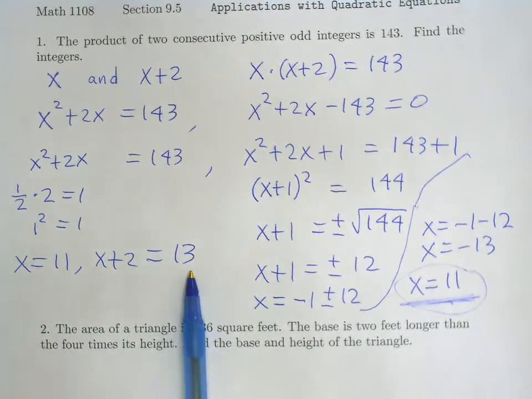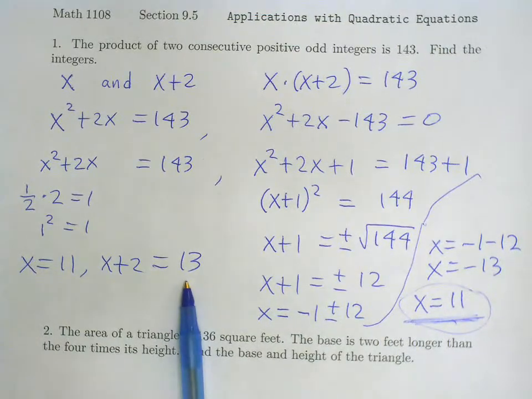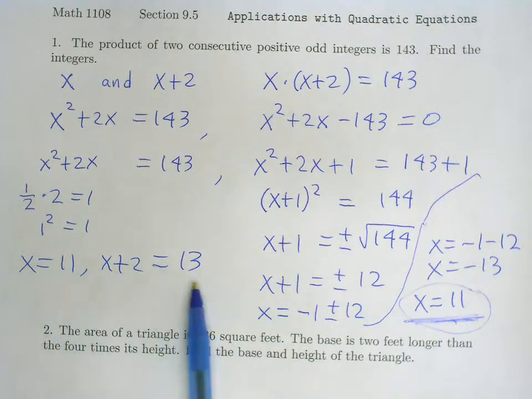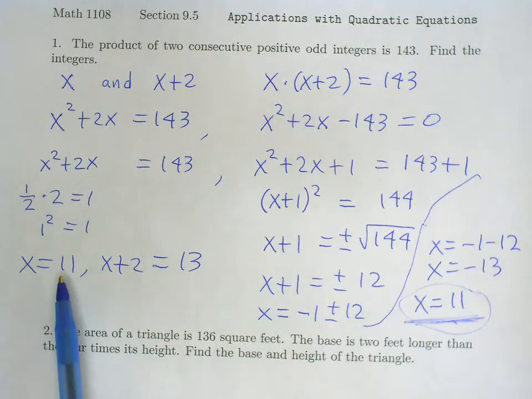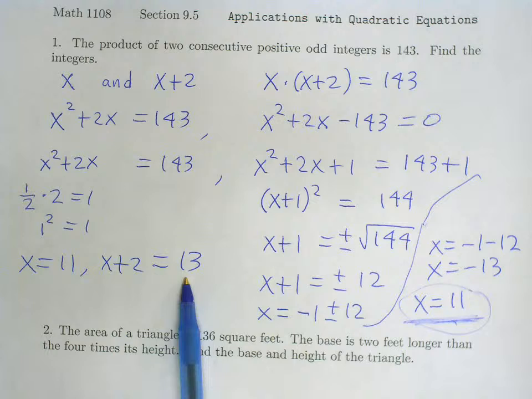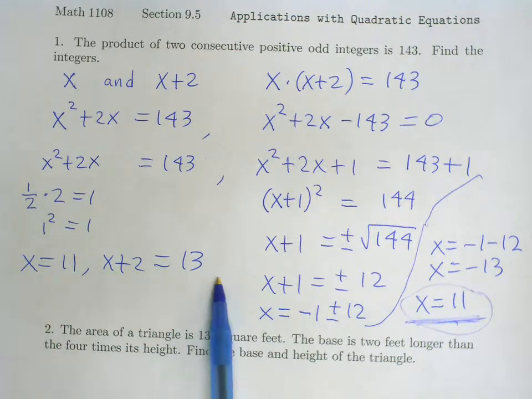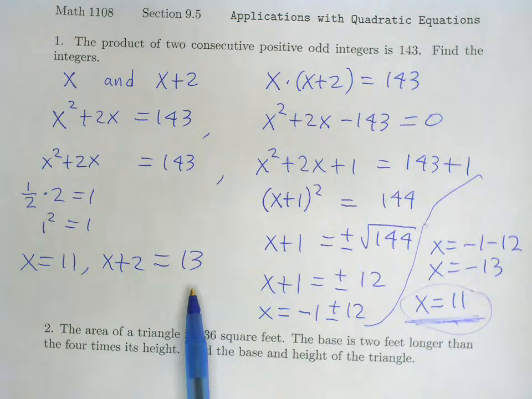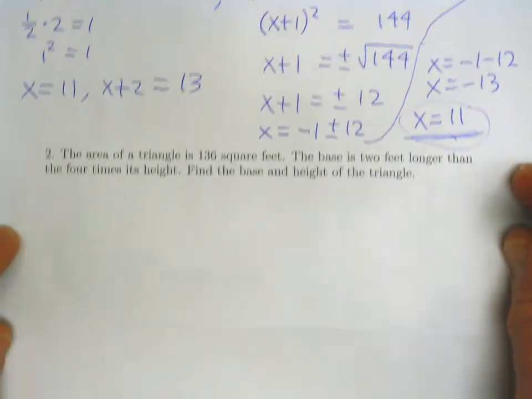And then one of the steps in the problem-solving strategy is to verify that these are the correct answers. These are consecutive odd integers. They're both positive, and the product, 11 times 13, is 143. So everything checks out the way that it should. Okay, we'll move on to the next problem, number 2.